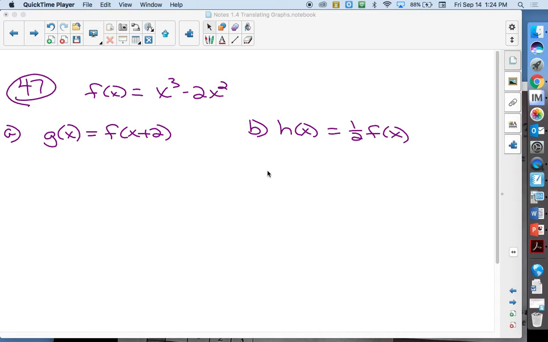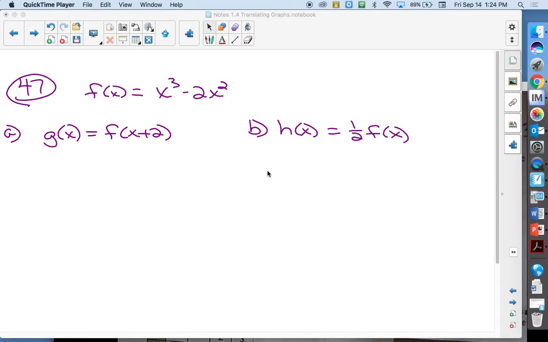So for number 47, the directions say use a graphing utility. Why can't they just say use a calculator? Graphing utility, to graph the three functions in the same viewing window. So you're graphing three functions in your calculator. Describe the graphs of g and h relative to the graph of f. So essentially, what's the difference from g to the original function f? What's the difference of h to the original function of f? That's what we're trying to do for this problem.